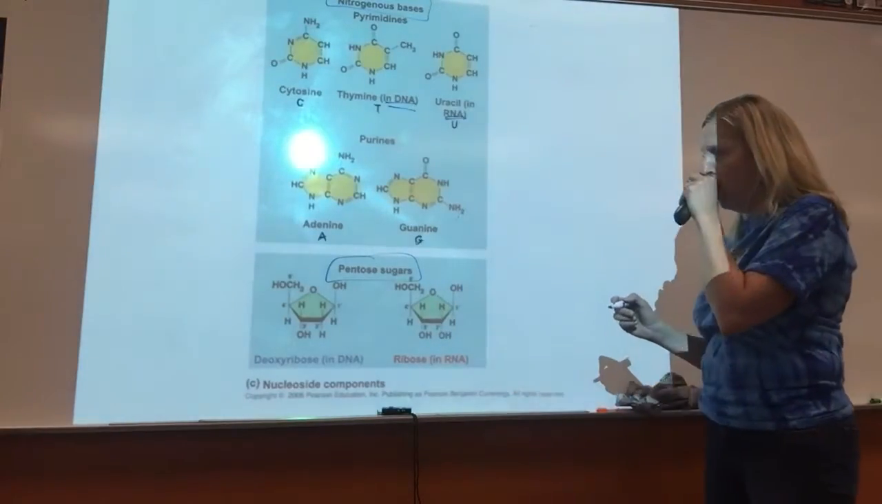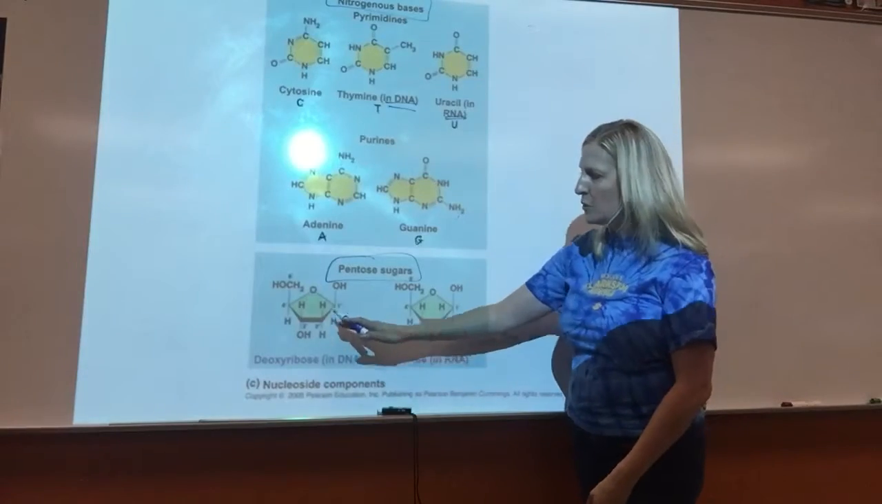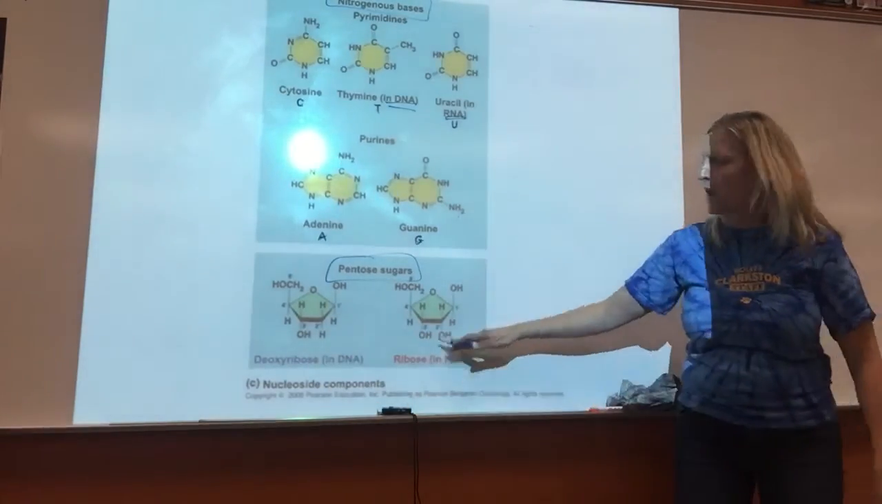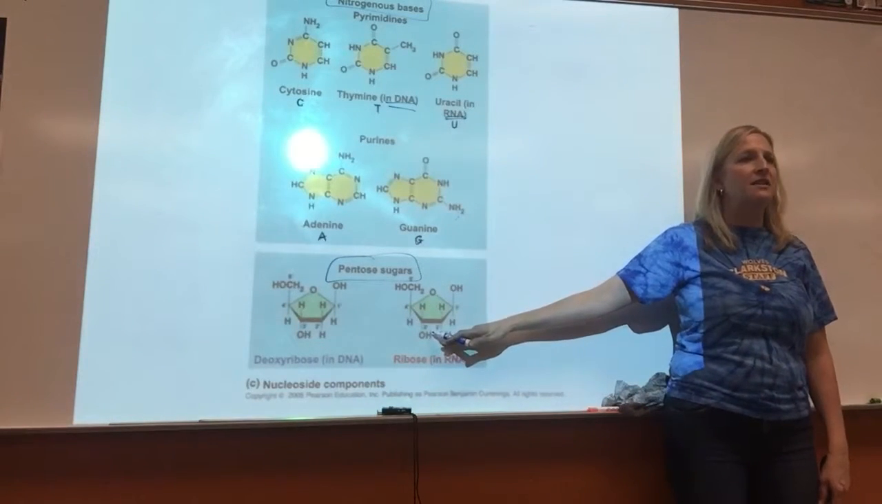So then for your pentose sugars, we have our 5 carbons. What's different between deoxyribose and ribose? What's one difference between the structure here? What's the difference?